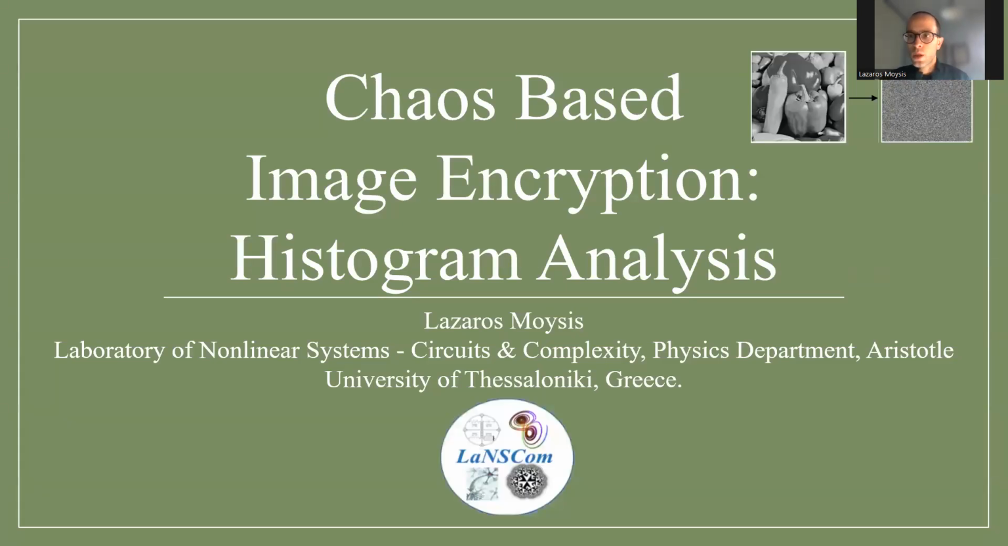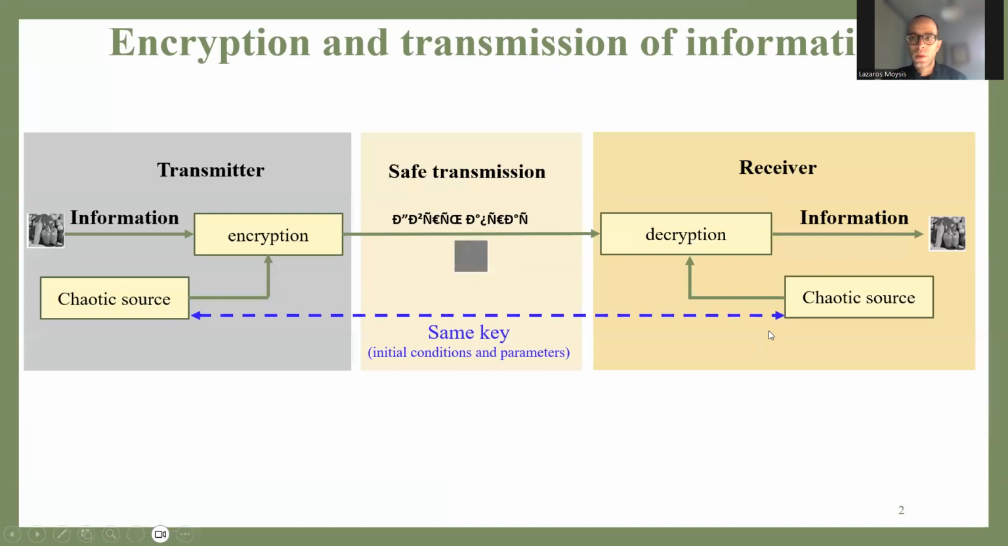Greetings, everybody. So the topic of today's video is chaos-based image encryption, and specifically, we're going to discuss histogram analysis. So, first of all, let's remind everybody that we are talking about symmetric image encryption, and this means that we are starting with an information signal, and we are using a chaotic source, for example, a discrete map, in order to encrypt this image, then safely transmitted through a communication channel.